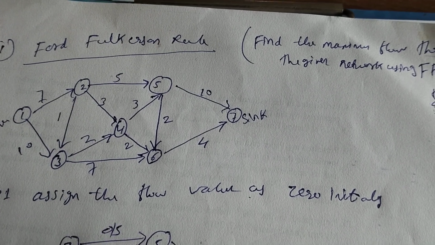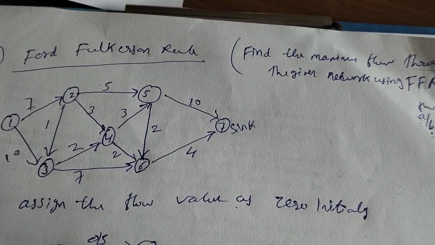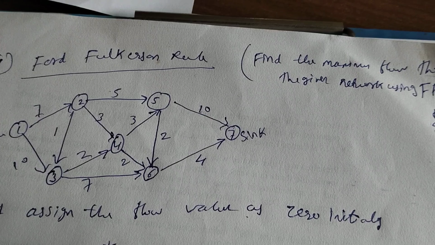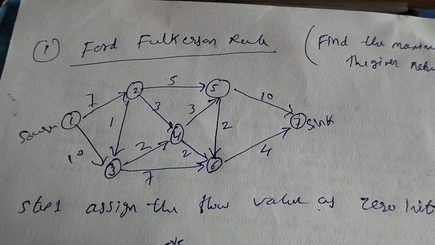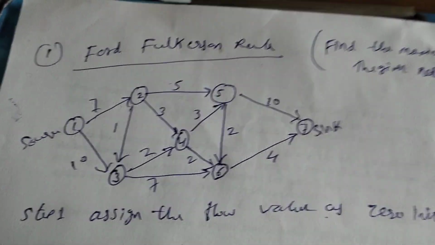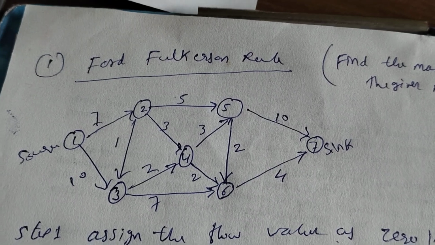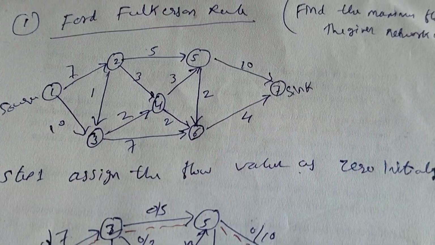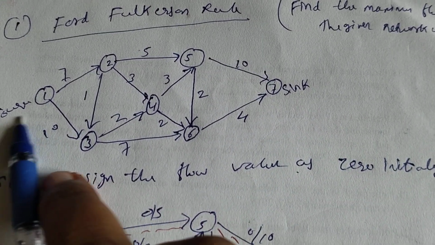Good morning. Today we will find out the maximum flow through the given network using the Ford-Fulkerson rule. They have given one network here, and we have to find out the maximum flow through this network. For that we have to identify the source and the sink.